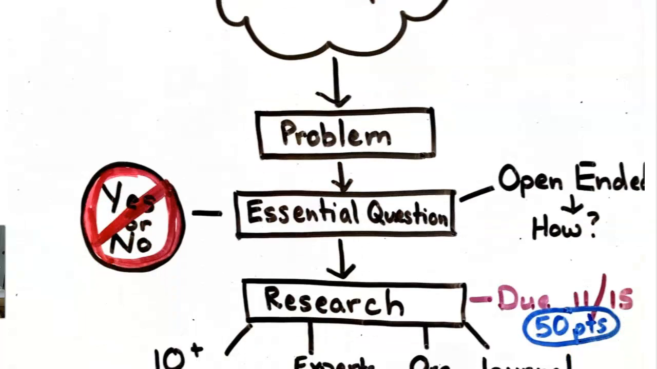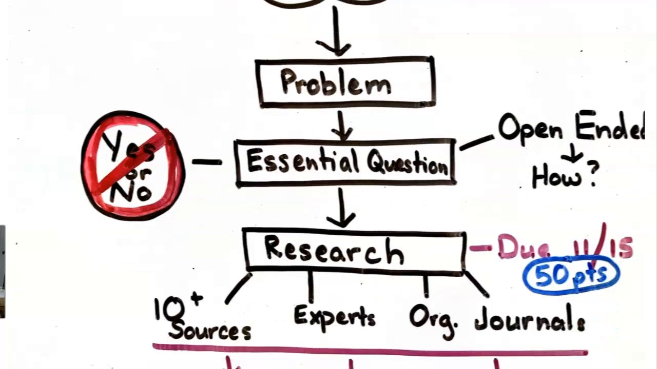So once you've come up with your problem and your question, you're going to start researching. Your research needs to include at least 10 sources, and that would be a minimum. You want to think about possible experts that you can consult or interview or talk to. You're going to want to think about different organizations that might have information on their websites. You also want to consult journals for this. You're going to compile all that information, and that assignment is due on November 15th and is worth 50 points.